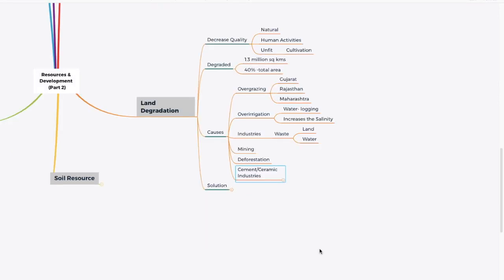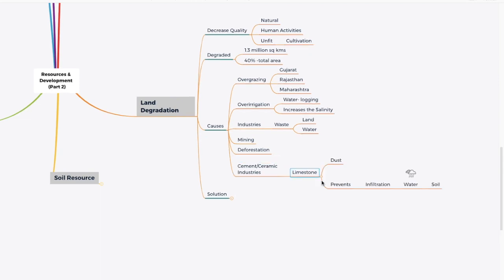Cement and ceramic industries use a lot of limestone, and this limestone creates lots of dust. When that dust settles on the ground, it makes it difficult for water to infiltrate or percolate or get into the soil. If there are problems, then we need to find solutions.